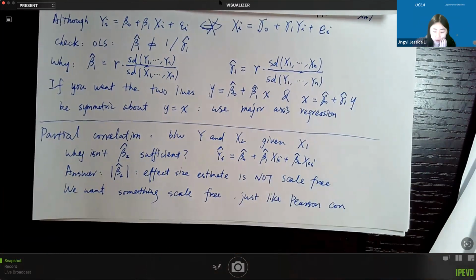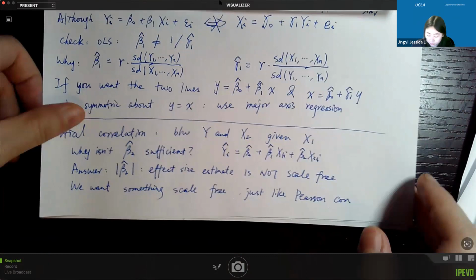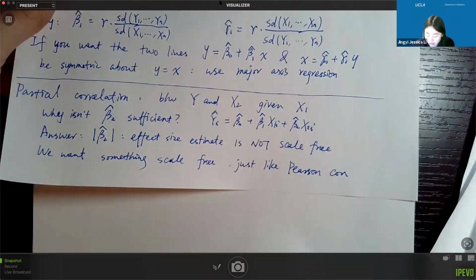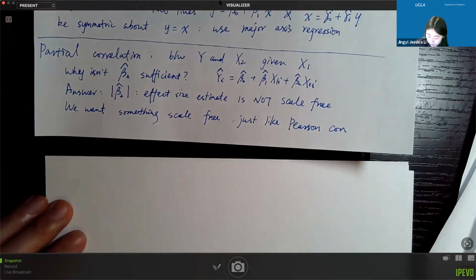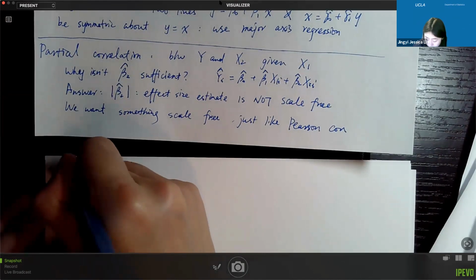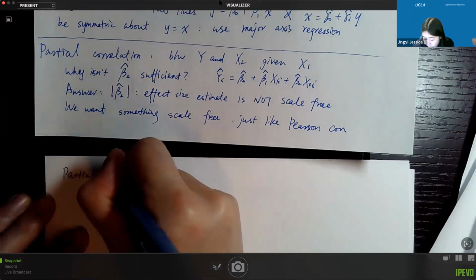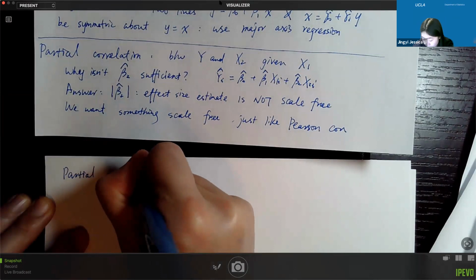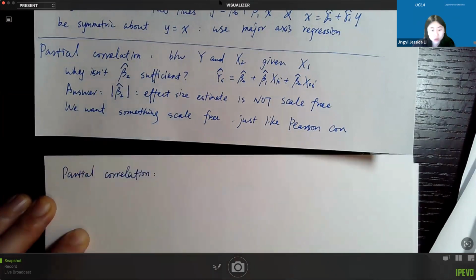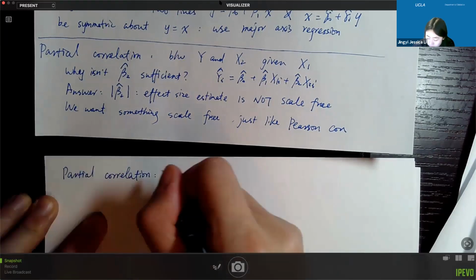That's what we need for the partial correlation. So how do we define the partial correlation exactly? You can define it based on two linear regressions. Okay, so the first one, computation.